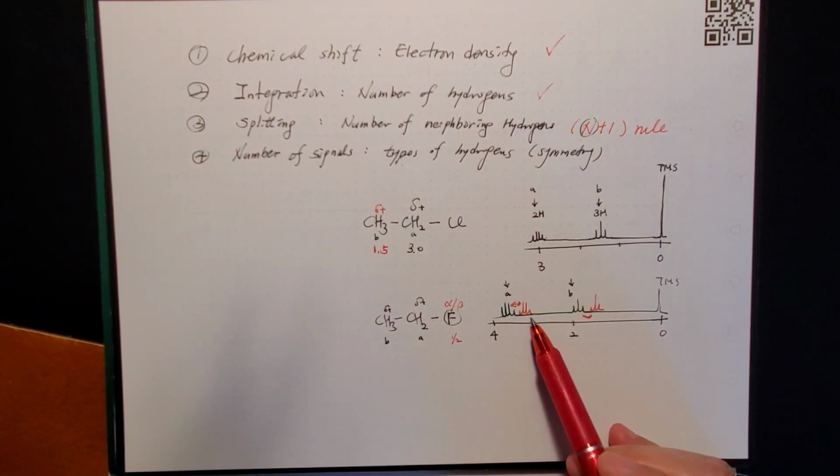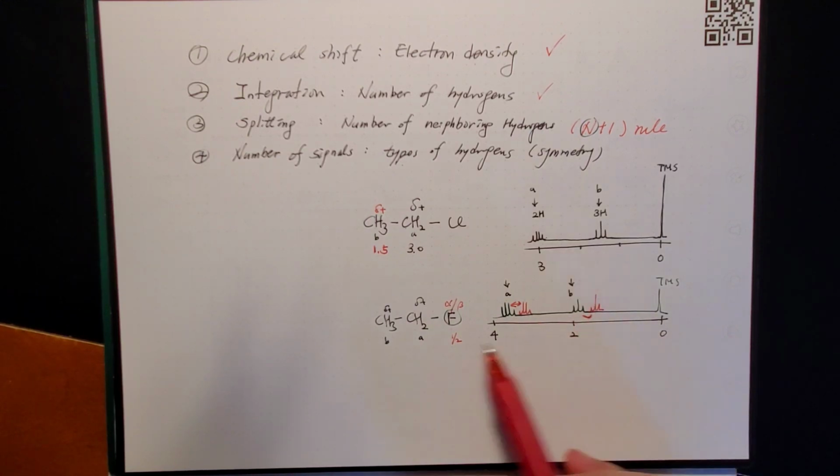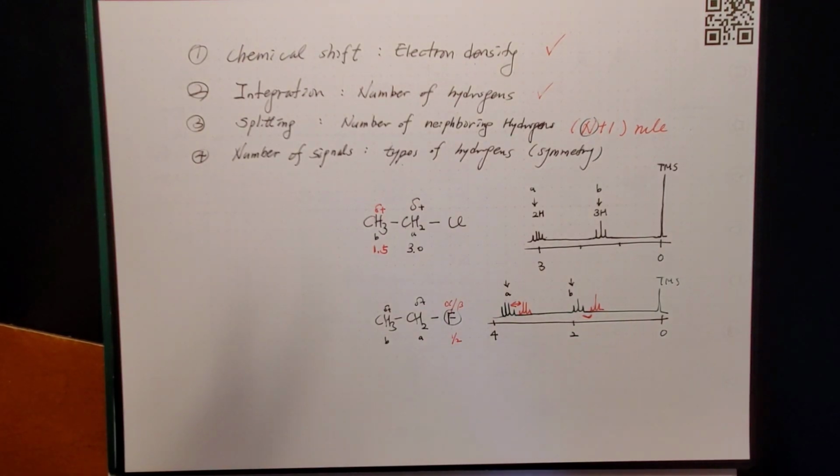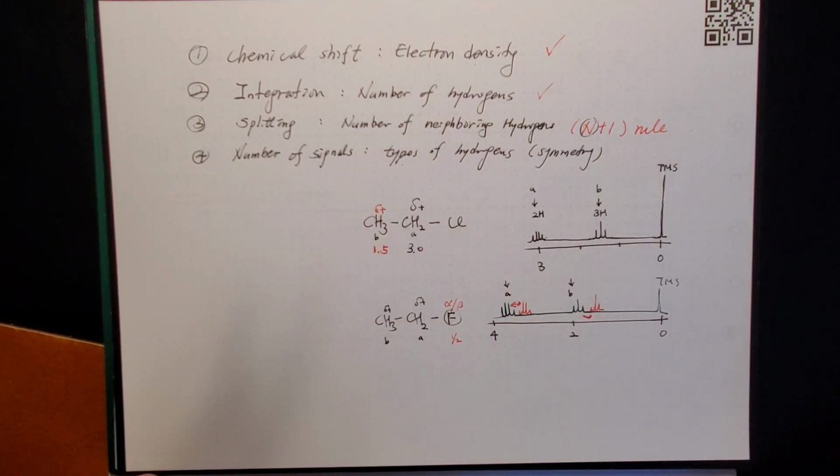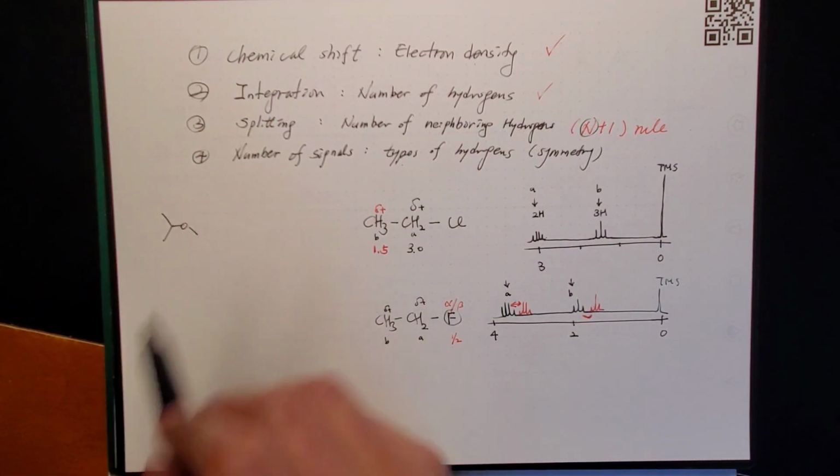You don't even have to be aware of those couplings by the fluorine. Just be aware of the power of the electronegativity, and be able to catch that the chemical shift is increasing as you have a more electronegative atom, and that should be enough. All right, let's tackle this molecule.